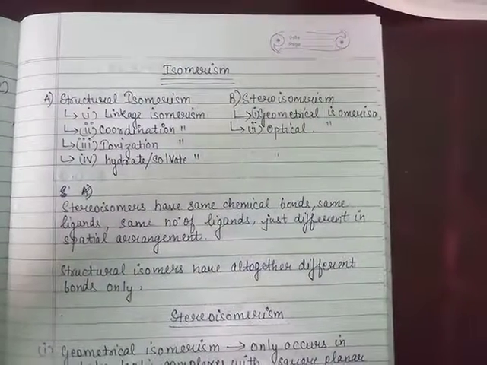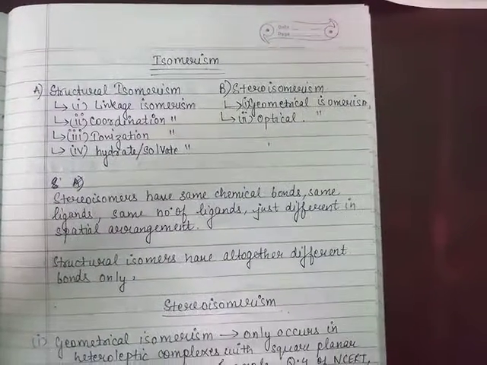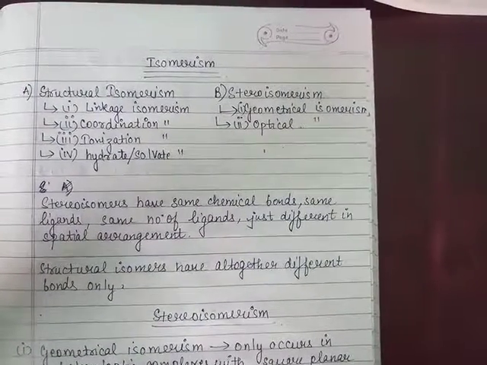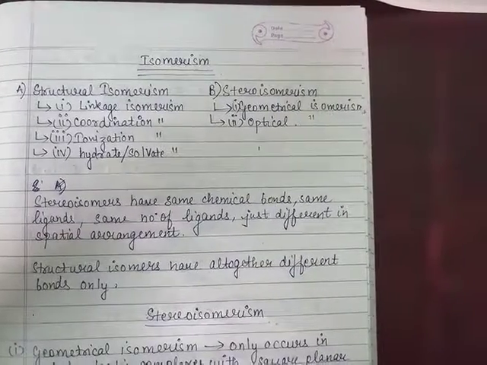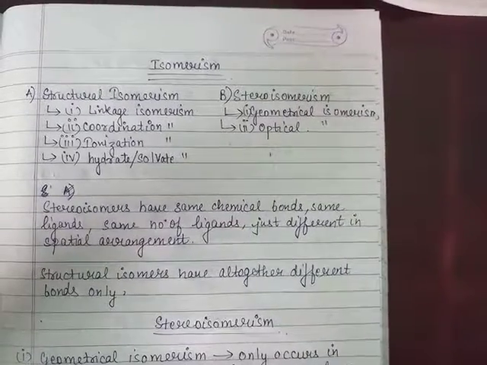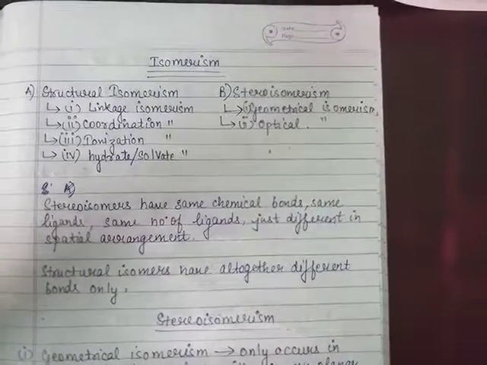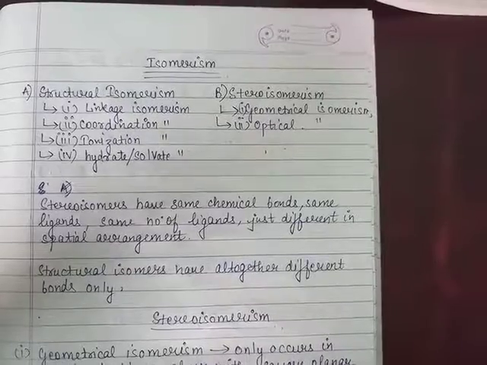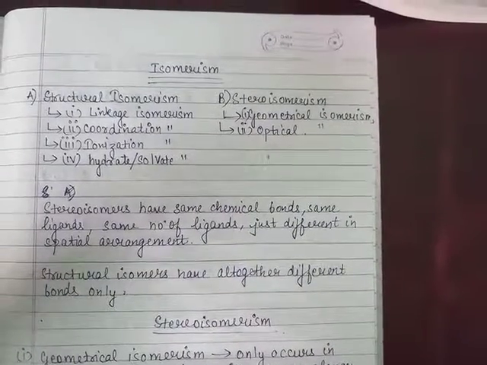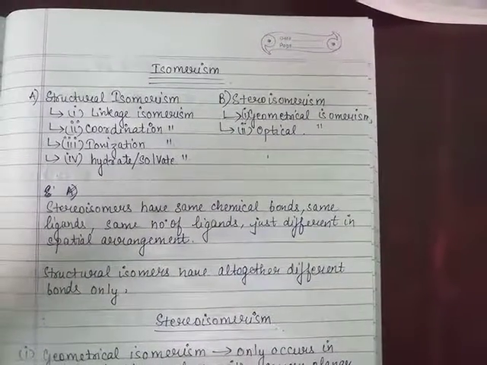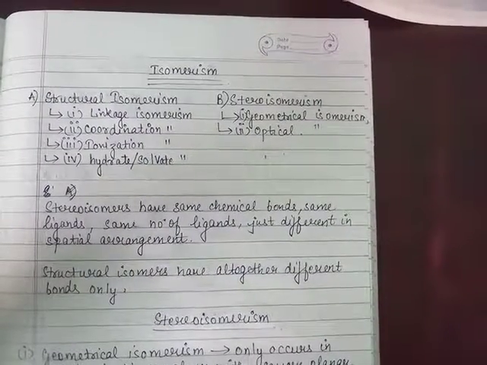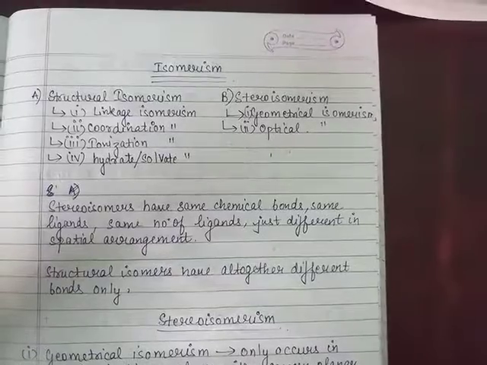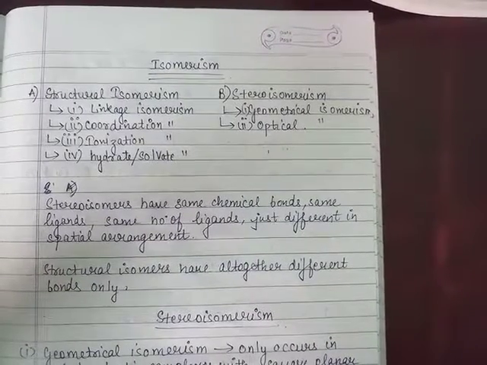So what are stereoisomers? First we'll learn that. Stereoisomers are two or more chemical compounds which have the same chemical bonds, the same atoms, the same number of ligands, everything is the same, just a difference in the arrangement of those ligands in space. The spatial arrangement is different. That's how it results in stereoisomerism.